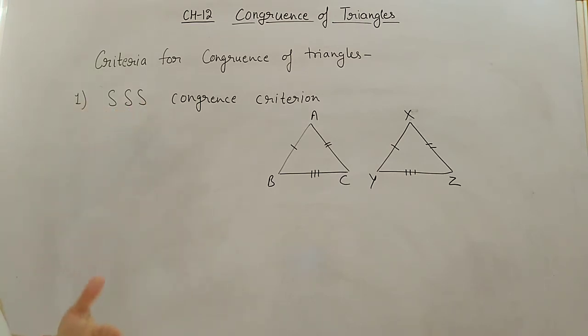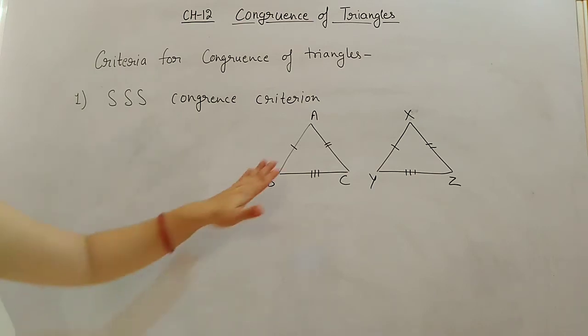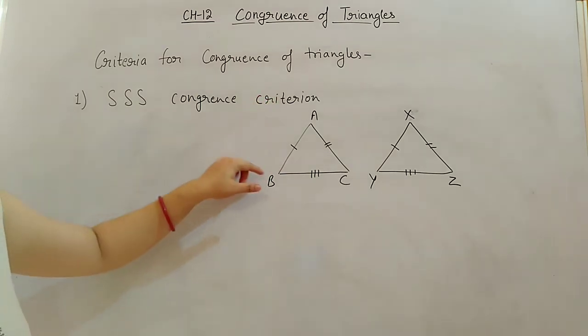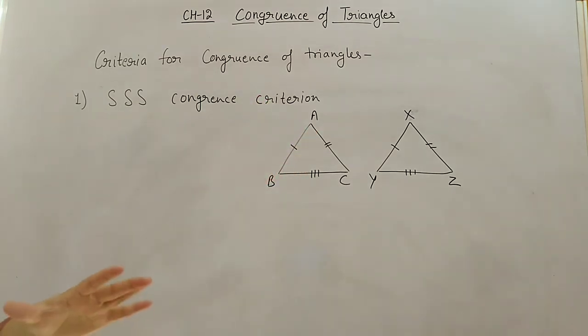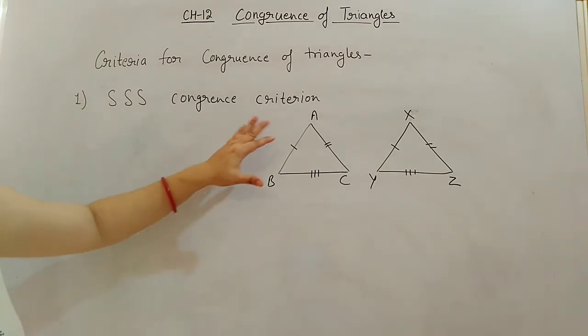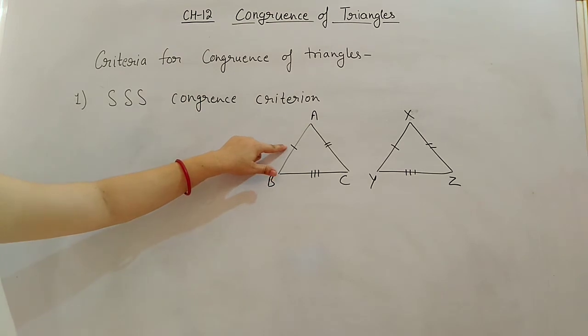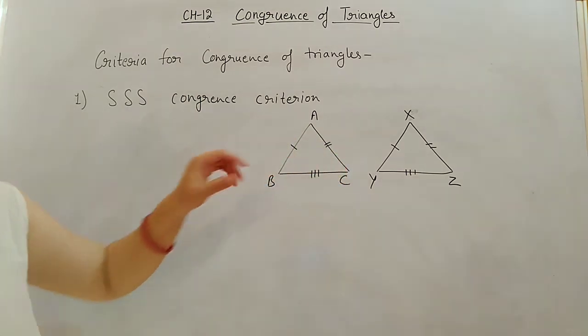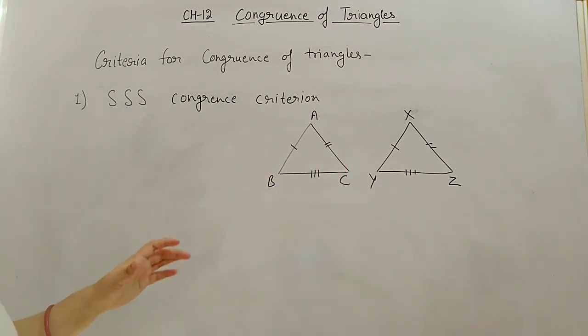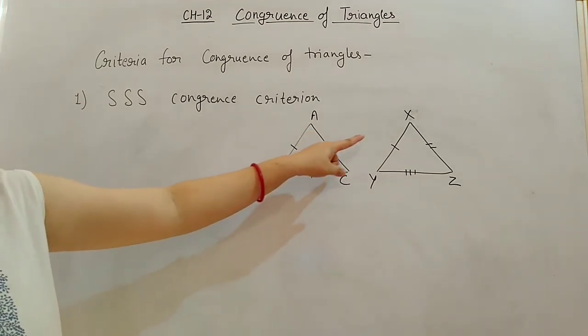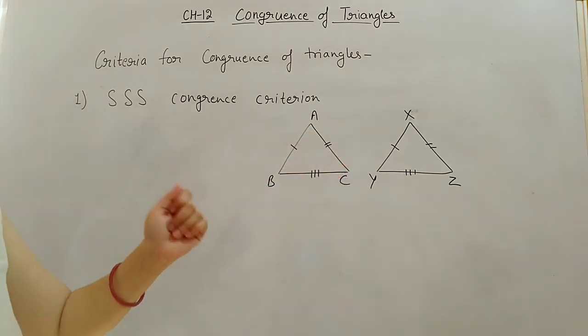It means we are going to compare all three sides of two triangles. Suppose two triangles are given, ABC and XYZ. Sometimes measurements will be given here, or markings will be given like this. Marking means here one dash, and here also one dash. It means these two lines are equal. Two dashes here, two dashes there. It means these two are equal.